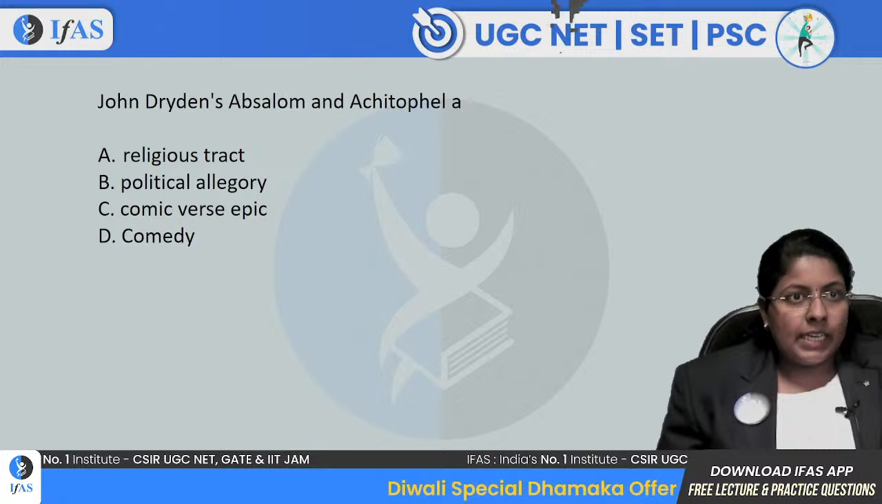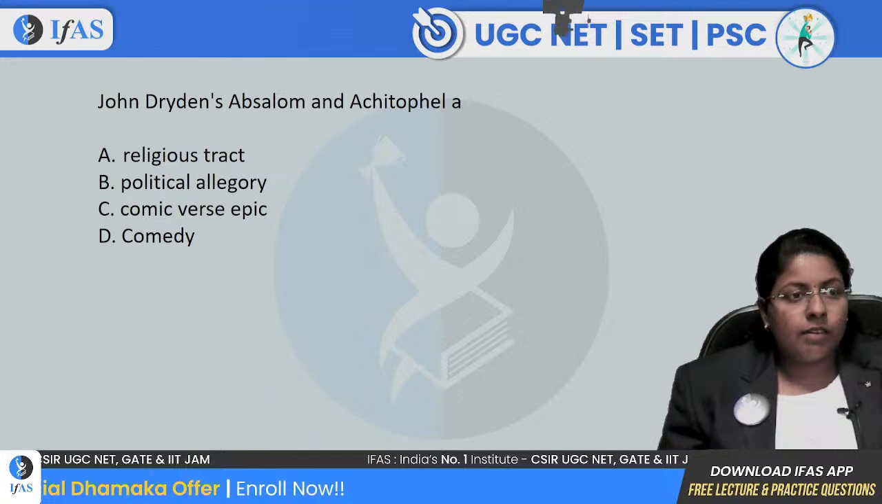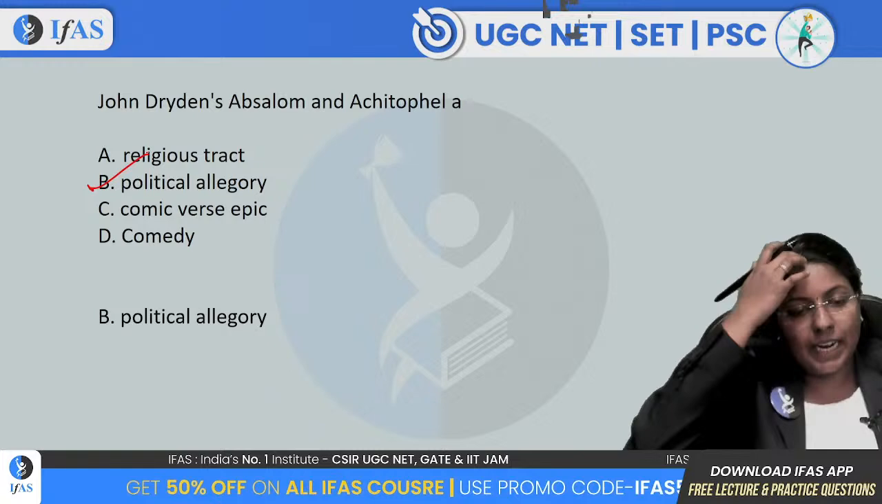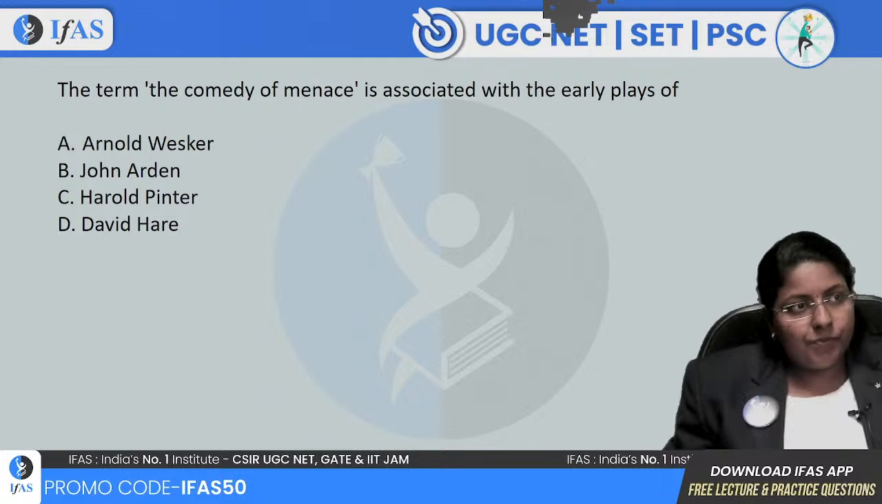Is option B the right answer? Political allegory. Okay, fine. Let's check the right answer. Yes, option B is the right answer. Absalom and Achitophel is a political allegory, obviously. Right. Next question is here.